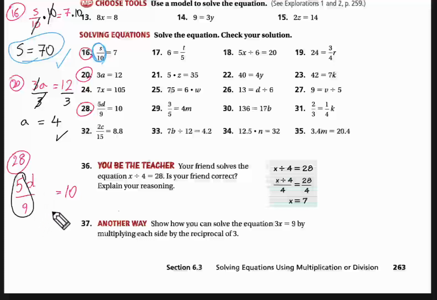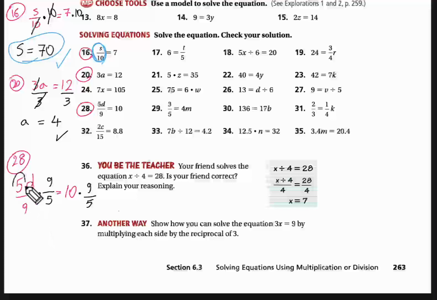So we should multiply by the multiplicative inverse, the reciprocal. What is the reciprocal of 5 over 9? 9 over 5. Okay. The reciprocal of 5 over 9 is 9 over 5. We will put the 9 up and the 5 down. Exactly. But remember, do not just multiply one side. You should also multiply the other side. We will multiply the 10 also.